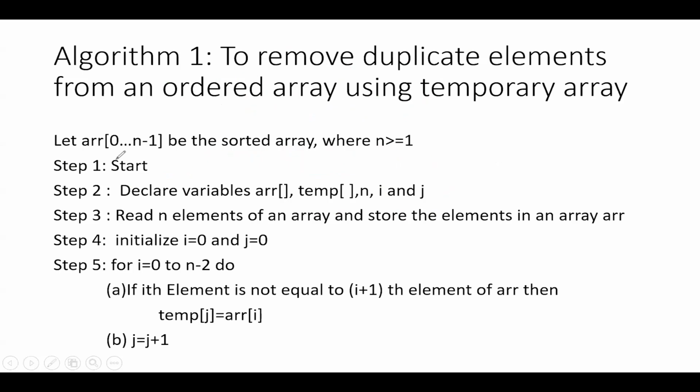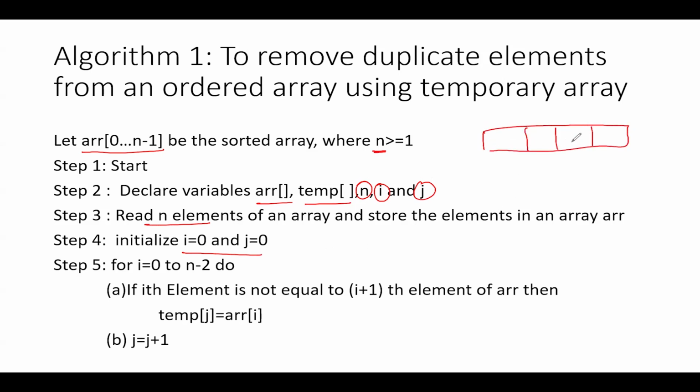So first, ARR is our array and N is the value of our number of elements. We are declaring the array, we are declaring a temporary array, N is the number of elements, and I and J are the counters which we are going to see. We will read the N elements into the array, and initialize I and J value to 0. So that is what I said.